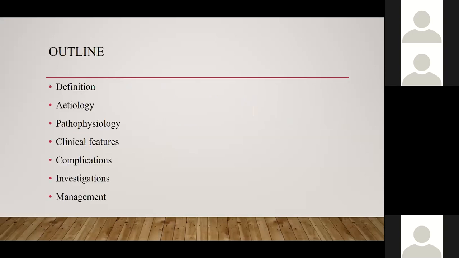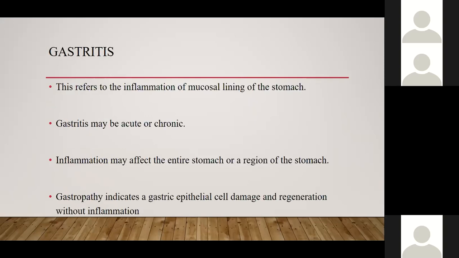So we'll look at the definition, which we've just talked about. We'll look at the usual culprits of gastritis and peptic ulcer disease, the pathophysiology, the clinical features, and what complications they present or can lead to. How do we investigate a patient who has gastritis or a PUD? And then what do we do in terms of management?